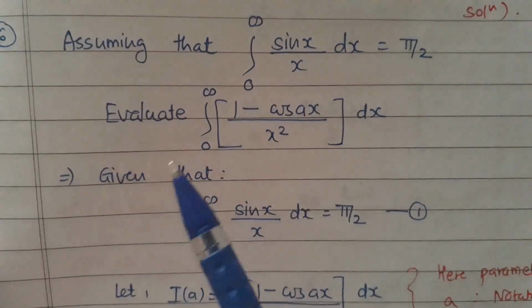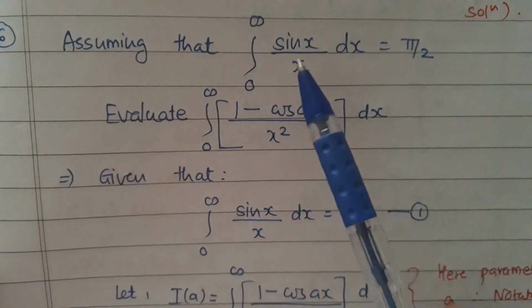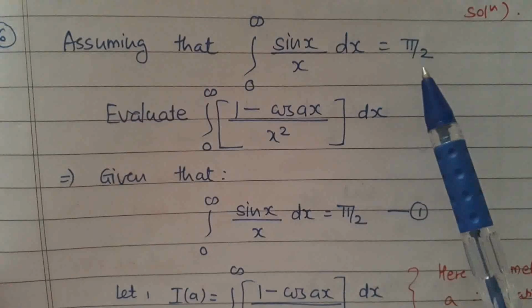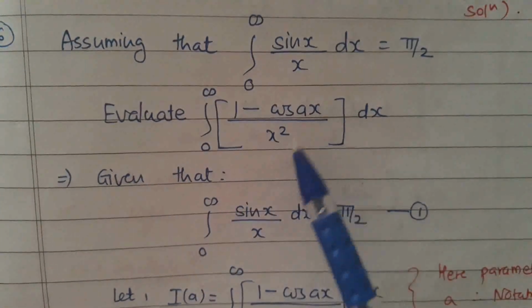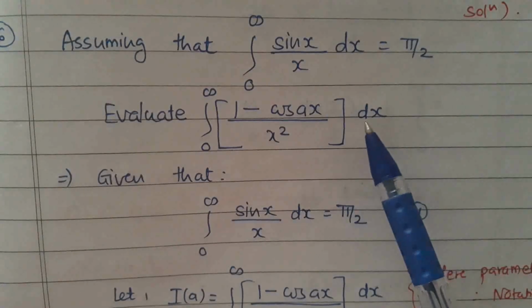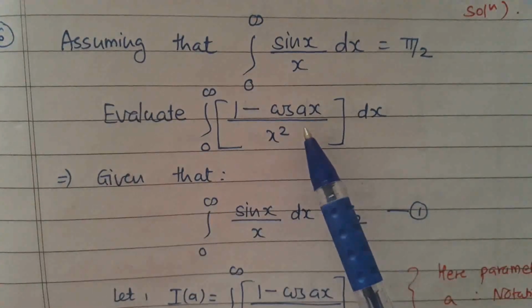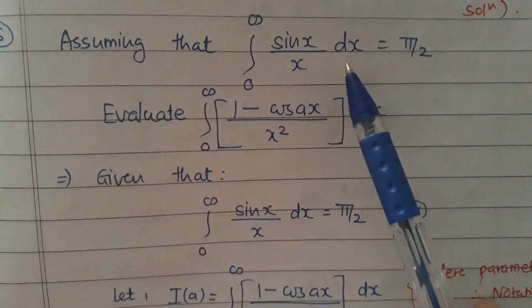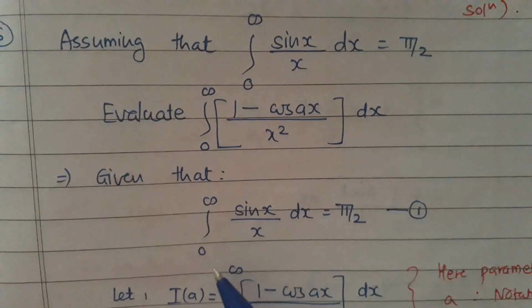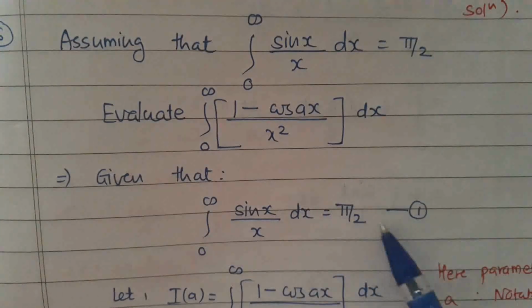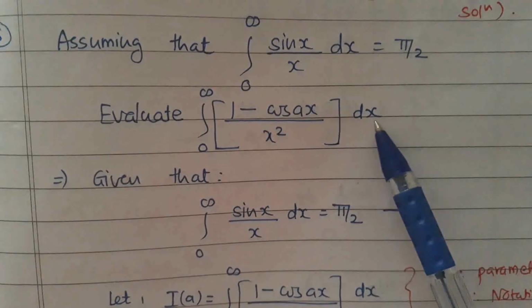Next question on DUI's rule 1. Assuming that integral 0 to infinity sin x upon x dx is equal to pi by 2, evaluate integral 0 to infinity (1 minus cos x) upon x square dx. So we have to evaluate this integral, and while doing so we have to use the result given in the question. Given that integral 0 to infinity sin x upon x dx is equal to pi by 2, this function is to be integrated with respect to x.